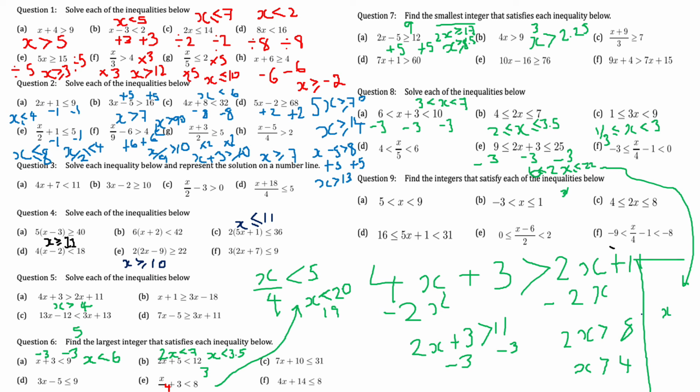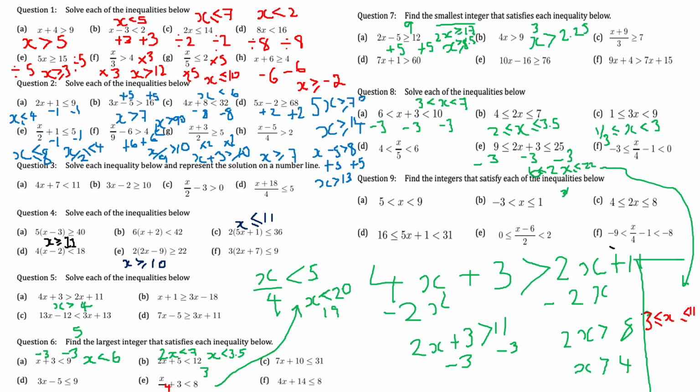We're going to have x lies between 3 and 11. Hopefully you can see that. Sorry if it's not very clear. So x has to lie between 3 and 11, including those numbers. So 3 is less than or equal to x, less than or equal to 11.